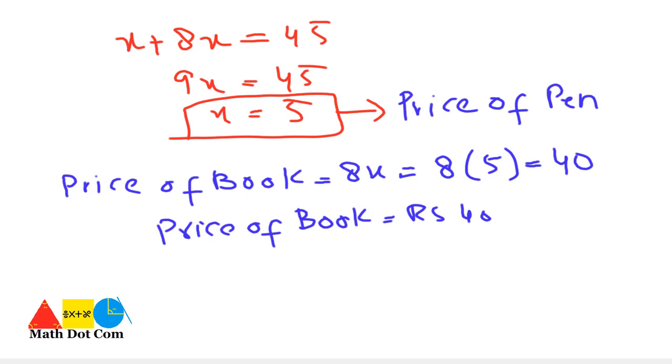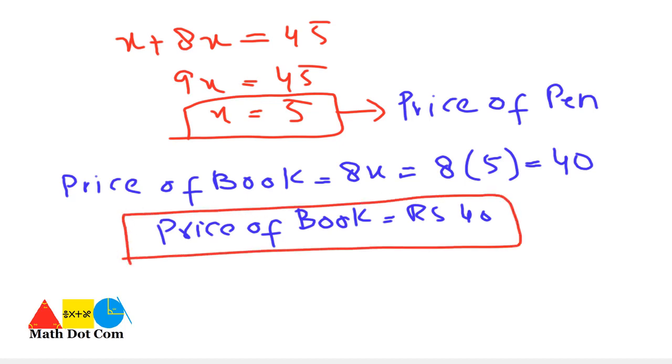This is how we can find both the unknown values from the given linear equation word problem, by using the four steps we have discussed in the very start.